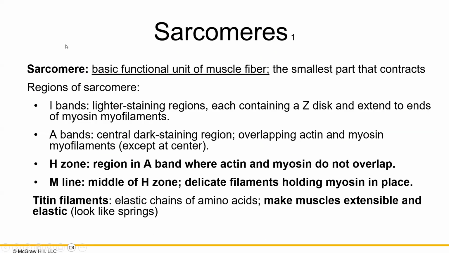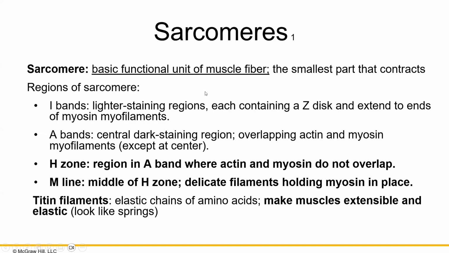So here's some of the words that go along with what we just talked about. Obviously this is an important thing to remember because we've said it a lot of times already: the sarcomere is the basic functional unit of our muscle fiber. So this is the smallest part that contracts. And so what happens when our entire muscle contracts is that we have thousands and thousands of sarcomeres all contracting together to allow that muscle to function.